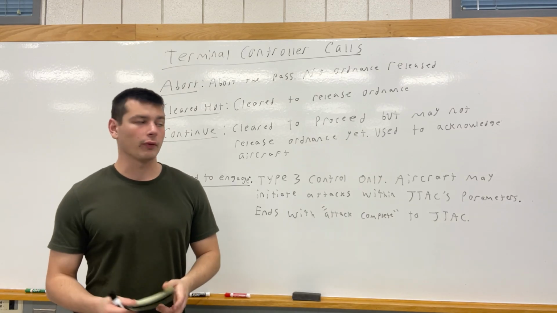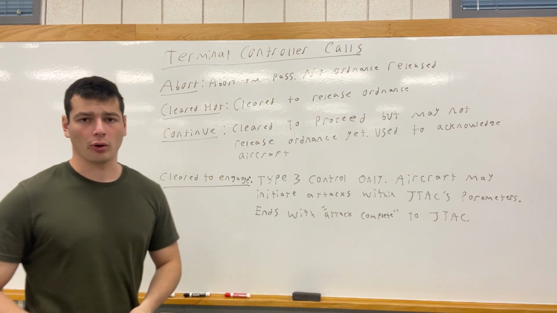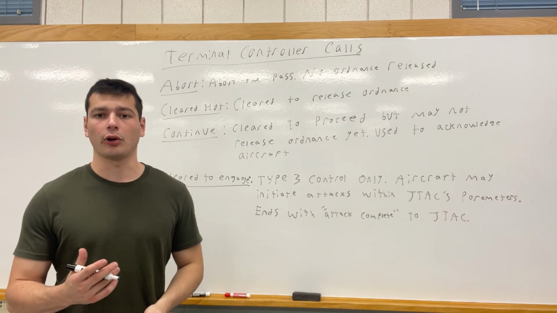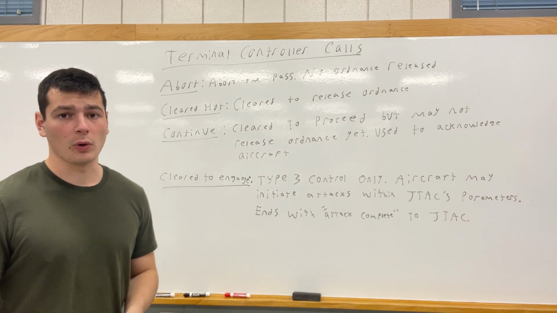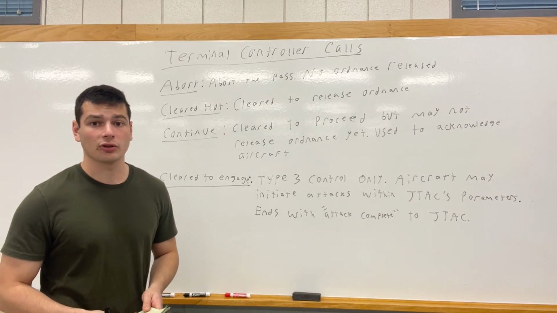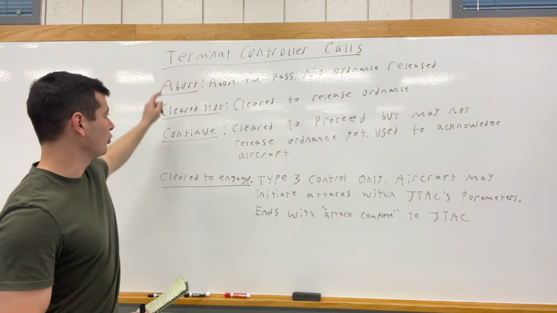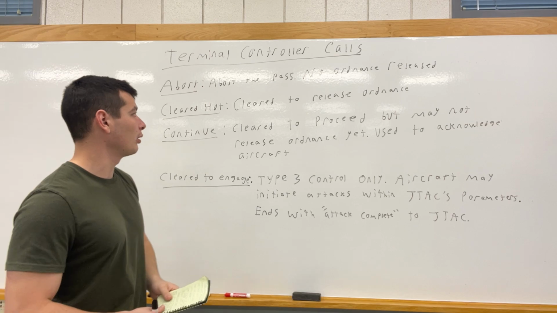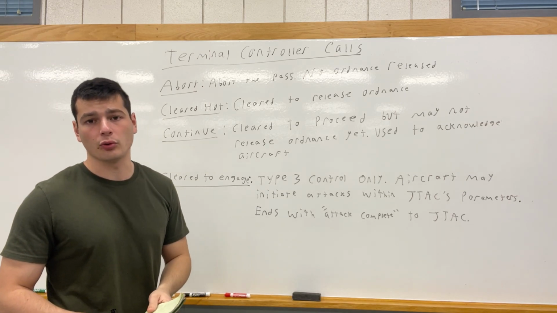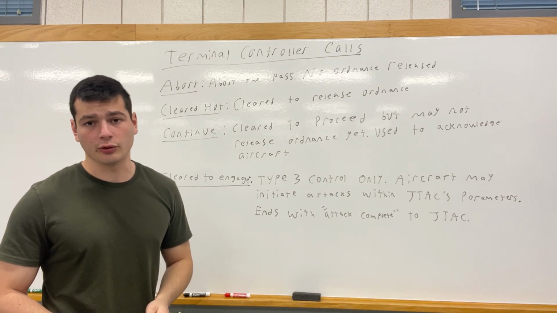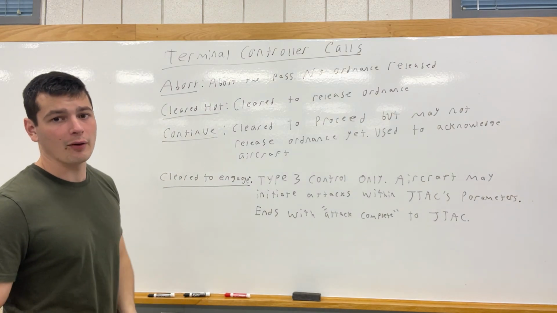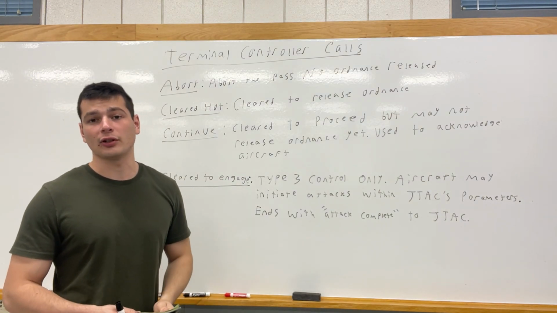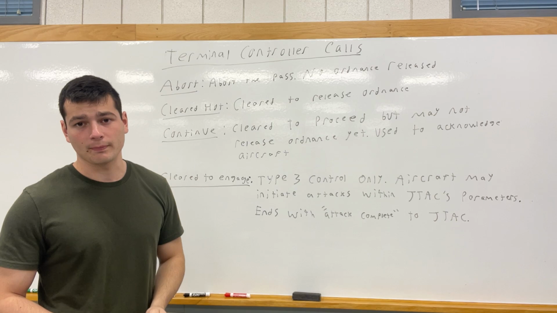The last thing I wanna cover today are the 4 terminal controller calls. These are the 4 calls that the JTAC can make to the aircraft and what they mean in terms of ordnance expansion. The first call is abort. This one's pretty self-explanatory. It means that the aircraft is going to abort the pass and is not cleared to release any ordnance. The second call is cleared hot, everybody's favorite. That means that the aircraft is cleared to release ordnance.